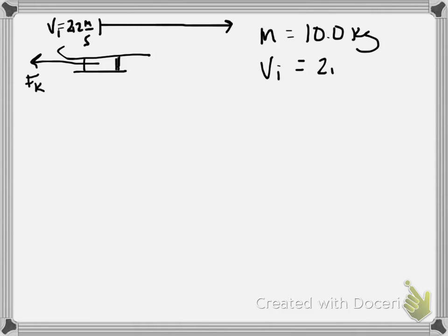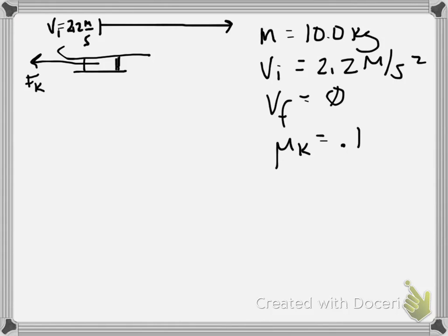So we have its mass, we have its initial velocity, 2.2 meters per second squared. We said yesterday its final velocity, because we're looking for the point at which it stops, is 0. That makes life easy. And we're given mu k, the coefficient of friction between the sled and the ice. Okay, we have two equations that we can work with here, because we're working on the work kinetic energy theorem.